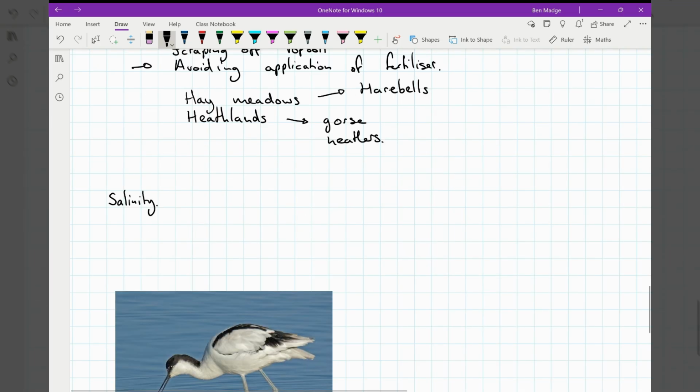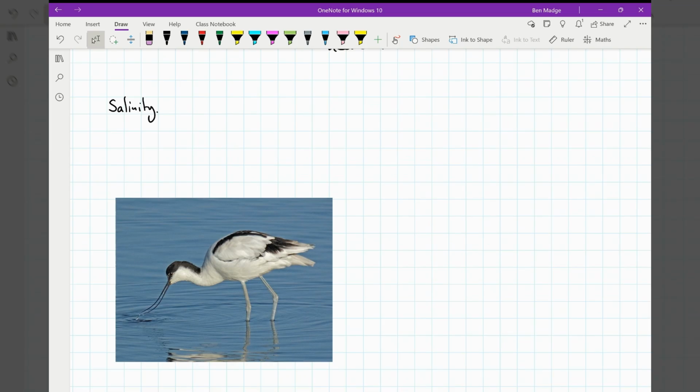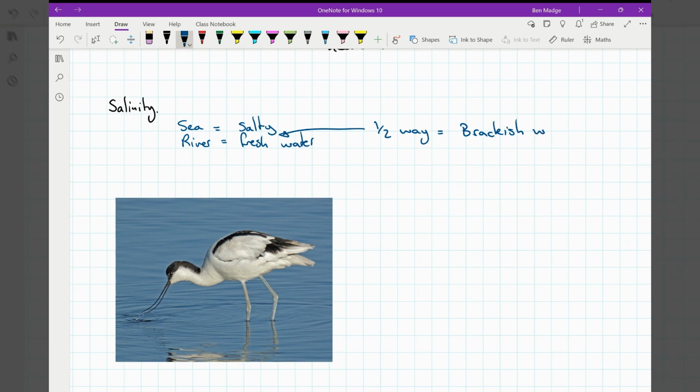And the last one then is salinity. So the sea is very salty, as in very saline. Rivers are going to be freshwater. And halfway between the two, we have brackish water. So this is slightly salty and slightly fresh, so it's not as salty as the seawater.